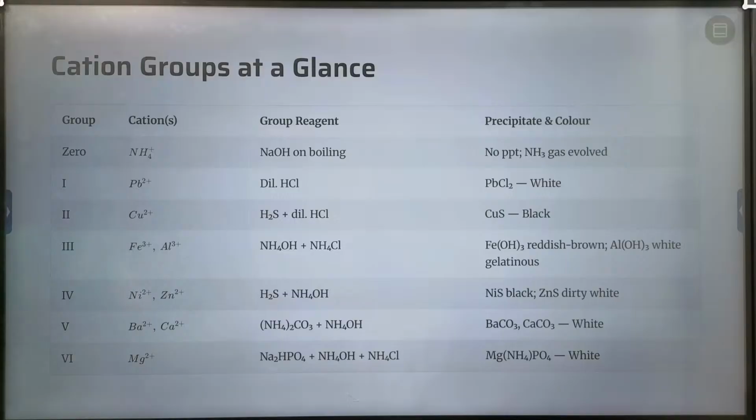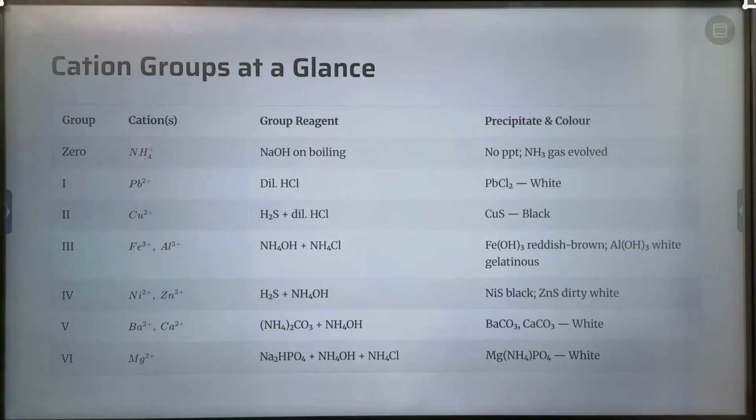Then we move on to the next group of analysis, which is the fourth group. Here again you add more ammonium hydroxide to make the solution basic, and the reagent you add is hydrogen sulfide. If you have the fourth group, the cations are nickel and zinc, right? So you will get either nickel sulfide or zinc sulfide, which are a black and a white precipitate respectively.